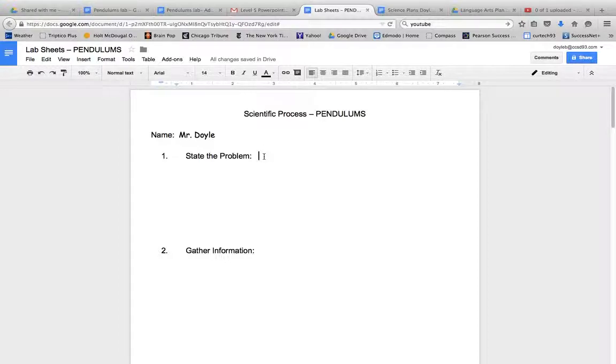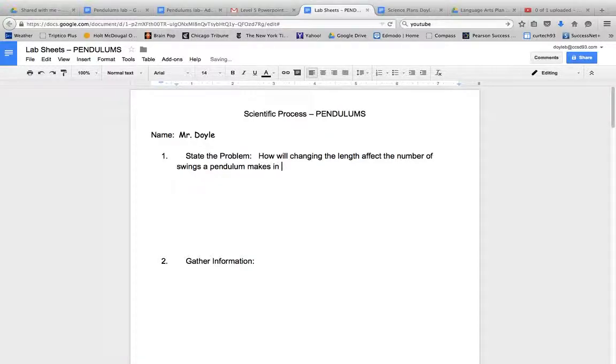So it'll be similar to what we had last time. And remember, our question has to include the independent variable and the dependent variable. So this is what we'll write. How will changing the length affect the number of swings a pendulum makes in 15 seconds? Question mark. Don't forget the question mark. Everybody forgets the question mark.